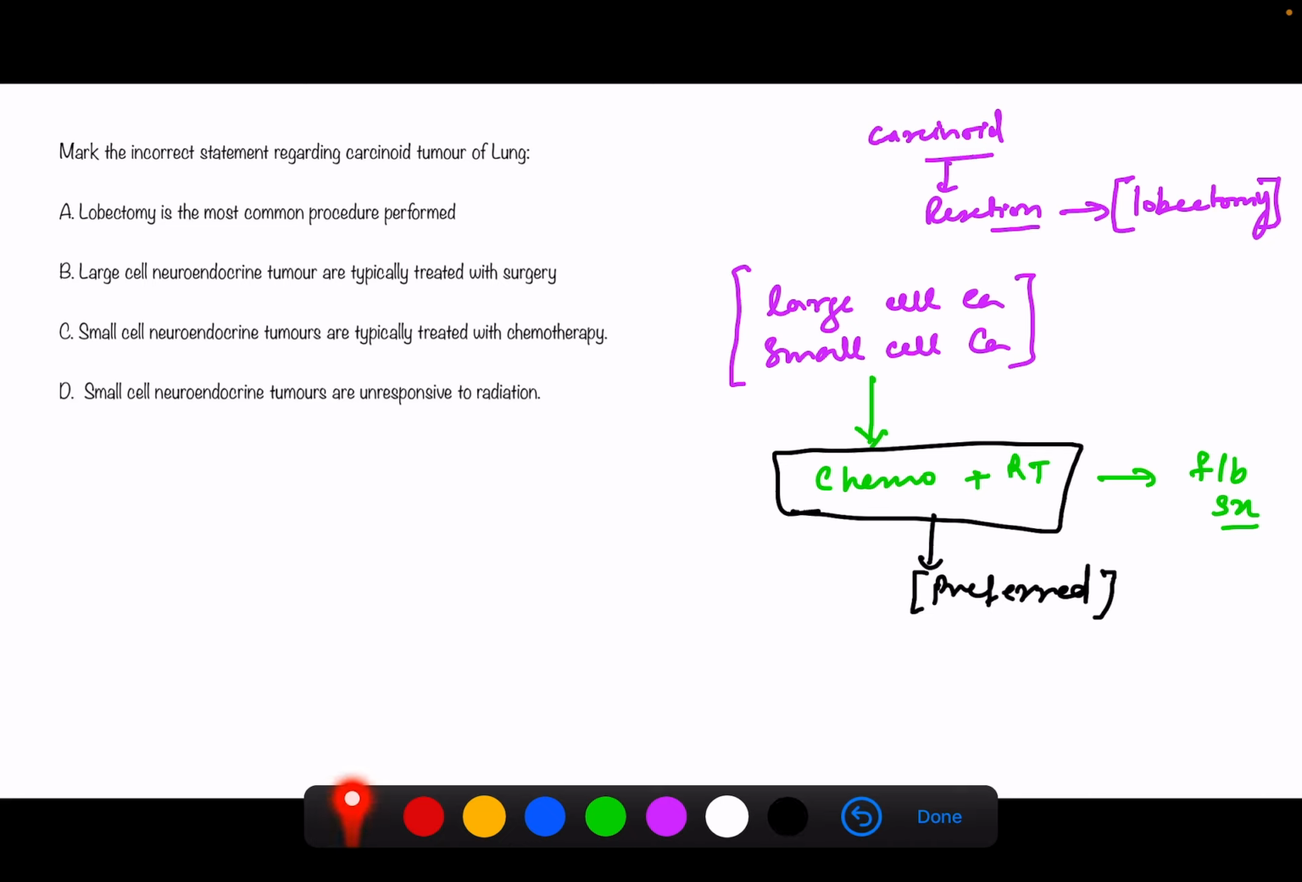If you look at the question, in the first option A, lobectomy is the most common procedure performed, that is the right answer. True. Option B, large cell neuroendocrine tumors are typically treated with surgery. This is false. They are typically treated with chemo and RT. Small cell neuroendocrine tumors are typically treated with chemotherapy. This is true, but a better statement will be chemotherapy plus radiotherapy. And option D, small cell neuroendocrine tumor are unresponsive to radiation. This is a false statement because radiation plus chemo is given in both large cell as well as small cell carcinoma. So the incorrect statements are option B and option D.